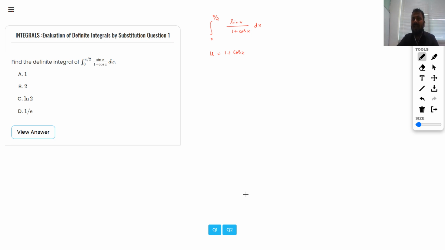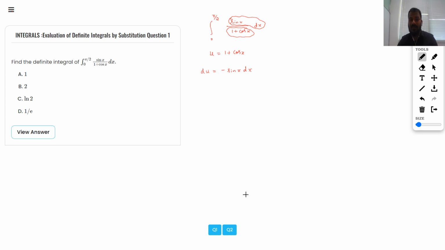Once we have identified the substitution, the second step is finding du. If you have taken t equals 1 plus cos x, you're going to find dt, which is nothing but finding the differentiation. So I can take du equals negative sine x dx. Now if you observe this, 1 plus cos x I have taken as u, and sine x dx has become du.